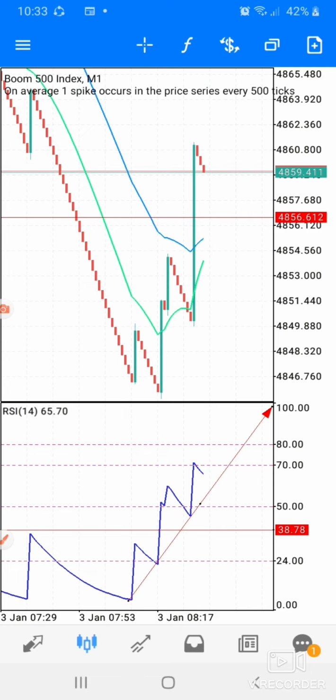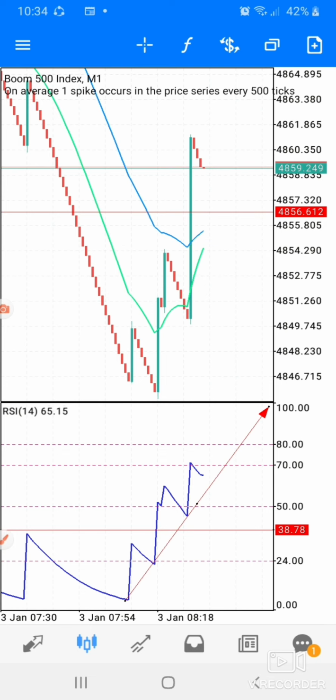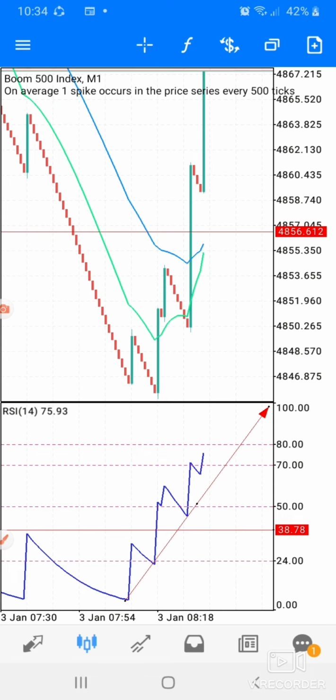Let me first of all explain how this strategy works and how these two functions of the RSI can be used to catch spikes in conjunction with the exponential moving averages. I'll start with the function where we have the RSI indicating the trend direction. For example, I'm in boom 500. As you can see, we can use these key turning points to identify where a spike is going to occur.